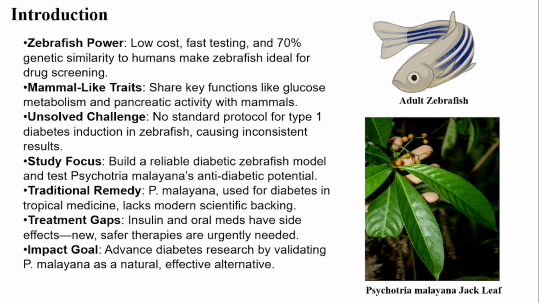Psychotria malayana is used for diabetes in tropical medicine, but it lacks modern scientific backing. This paper also compares the leaf extract with insulin and other oral medications, which have some side effects. So this paper brings a new, safer therapy that is urgently needed. The impact goal is that the paper aims to advance diabetes research by validating P. malayana as a natural, effective alternative for treating diabetes patients.